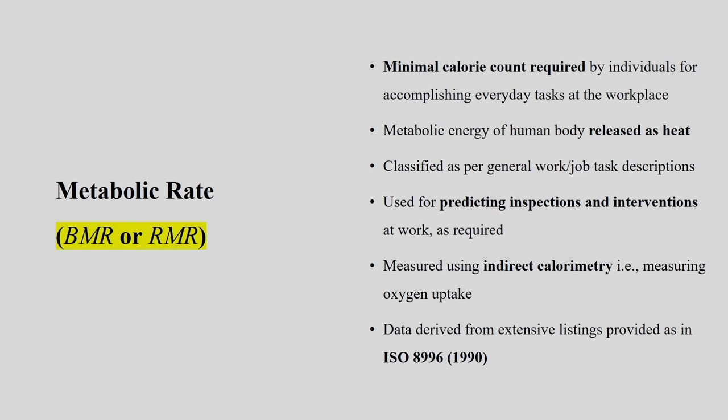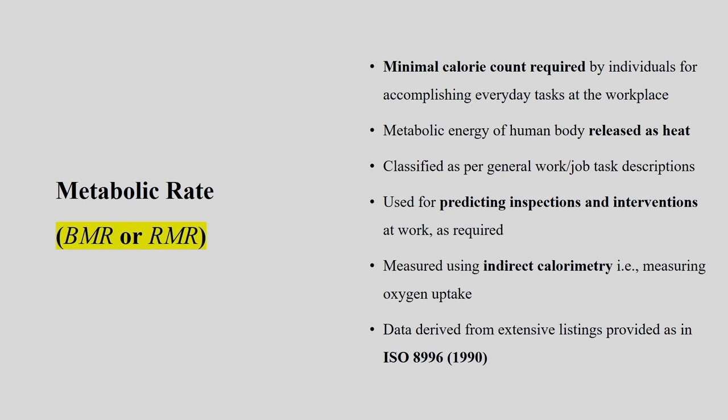Through oxygen only the metabolism happens. So when we have more metabolism, we consume more oxygen, right? So indirectly, we measure the metabolic rate using the amount of oxygen consumed by that particular person.